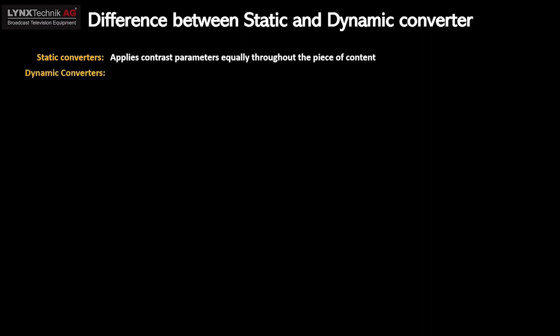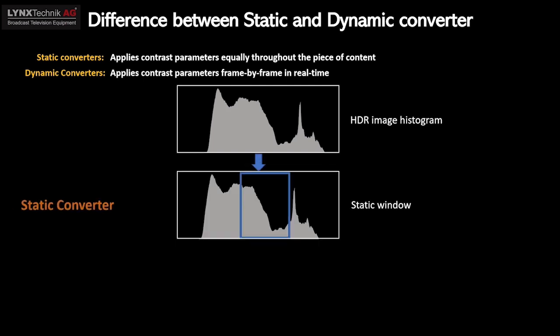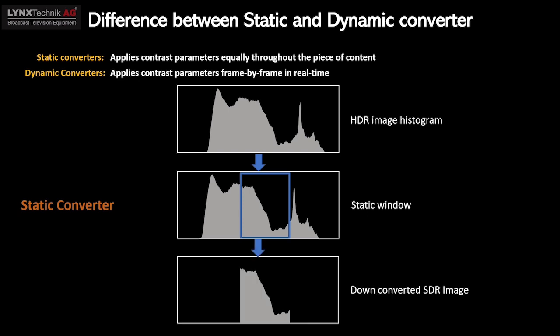Let's have a look at how static and dynamic converters are different. Static converters apply contrast parameters equally throughout the piece of content, while dynamic converters apply contrast parameters frame by frame in real time. To explain that, let's take a look at an HDR image histogram. If a static converter is used for the down conversion, then all the luminance information that lies within the static window will be captured onto the SDR image. Any information that lies outside the static window will be clipped off.